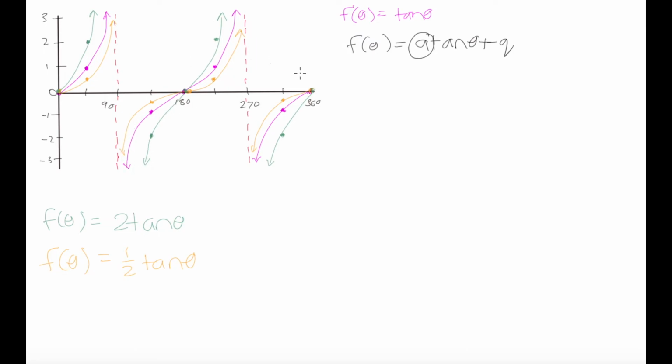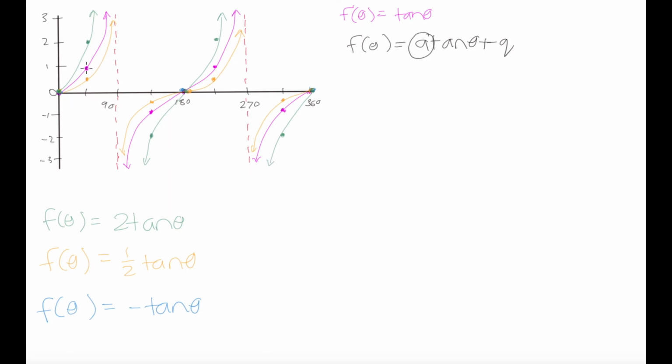Now you might be wondering, what happens if you have a negative A value? We haven't seen that yet. So what happens if, let's say you had the function f of theta is equal to negative tan theta? What happens in this case when we have a negative A? So we know that at 0 degrees, tan of 0 degrees is 0, and -0 is still going to be 0. So our 0 points are going to stay the same. We can just put in that our 0 points will stay 0.